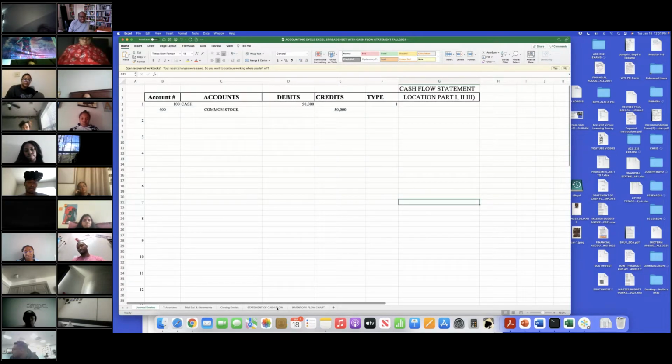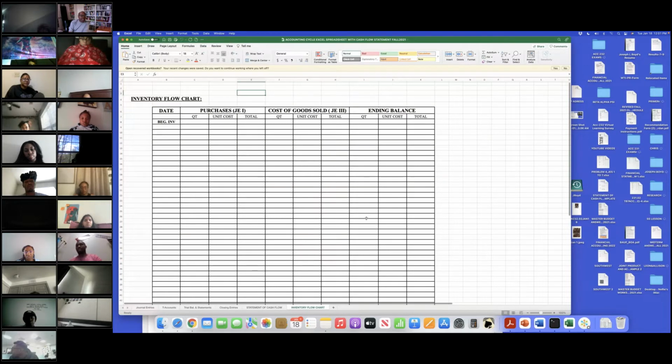And then we have the what? Inventory flow chart. Somebody talk about inventories. So when we have inventories, we put them on this flow chart so we can get our purchases and what our balance is and what's our cost of goods sold.